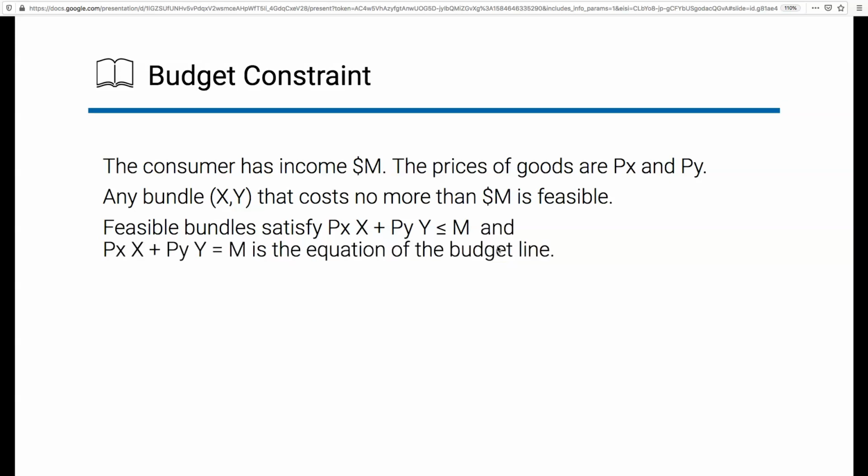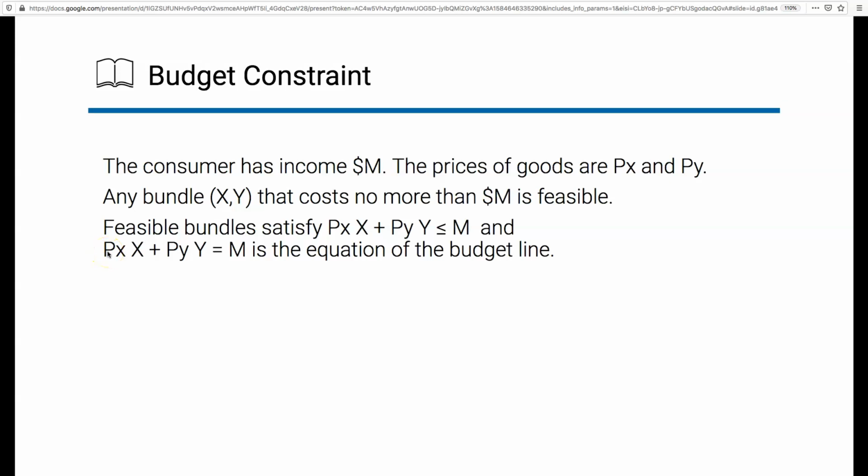In addition to that, if we replace the inequality sign with the equal sign, we'll get an equation. Price of x times amount of x plus price of y times amount of y equals income will be called the budget line. So the budget line describes all bundles that cost exactly the amount of money that you have to spend.